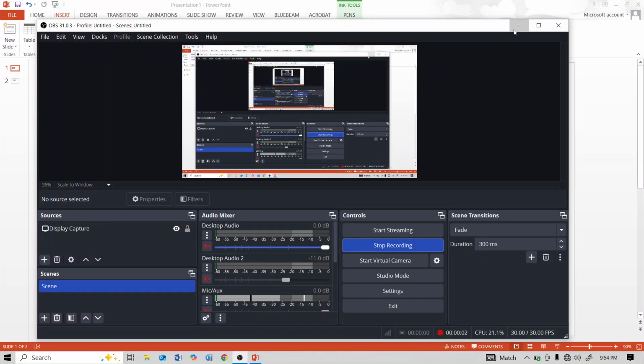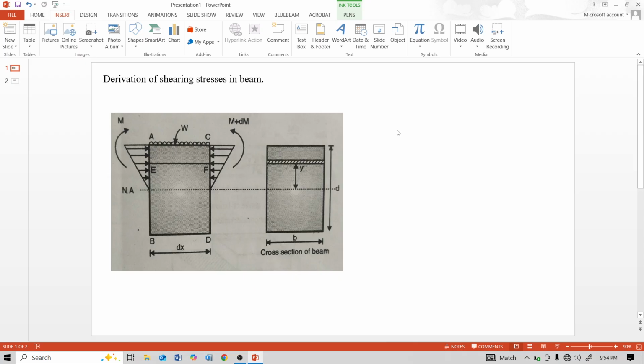Today, in this video, we will see the derivation of shearing stresses in the beam. This beam has breadth small b and depth small d. Consider one elemental strip at a distance y from the neutral axis. This is the shear stress distribution diagram. This triangular portion on AB and CD of this beam is the shear stress distribution diagram, and from the neutral axis up to the outer fiber, this shear stress distribution is shown.